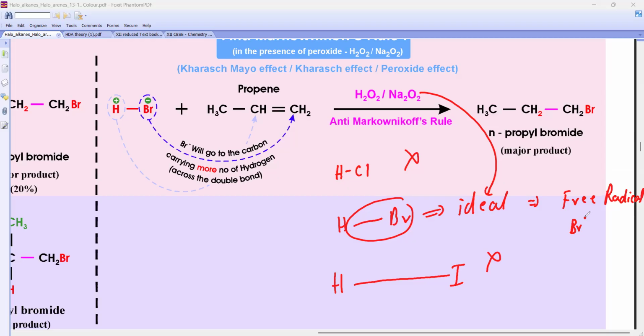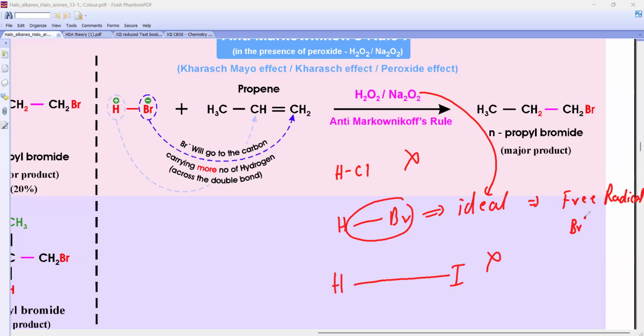Then it will form Markovnikov. So in the exam they ask such questions. On the arrow they will write peroxide, and just to confuse you, they will write HCl and HI. Listen, this is very important. Most of the time in the exam, in order to confuse you, they will write peroxide, but here they will give you HCl or HI. But whenever HCl and HI, even though there is a peroxide, you will follow which rule?